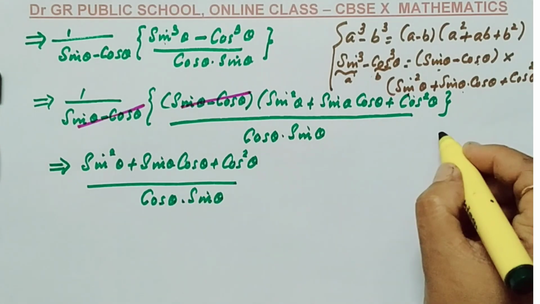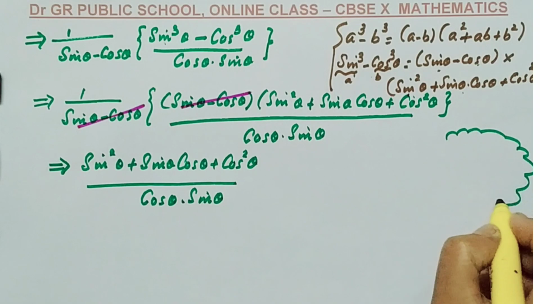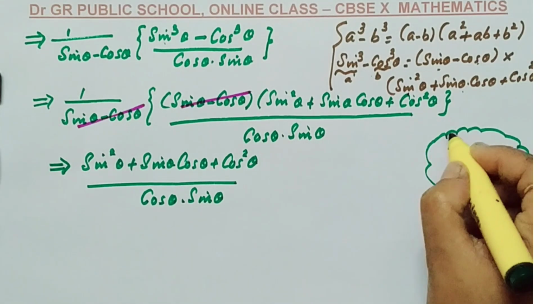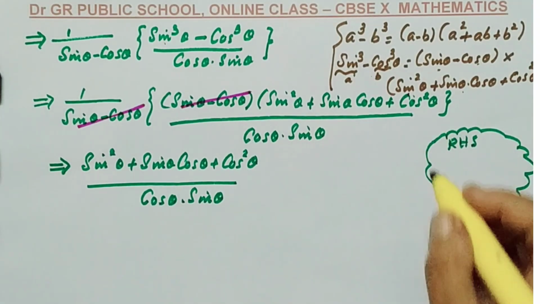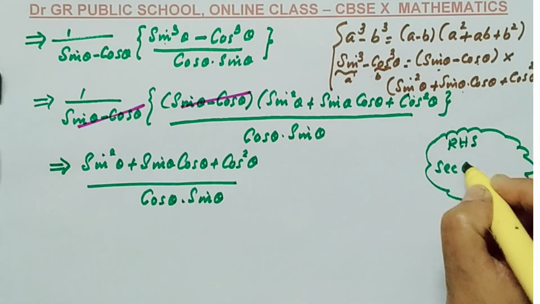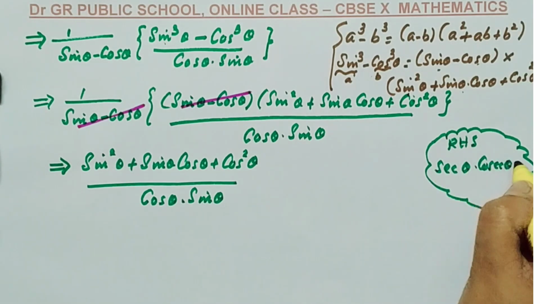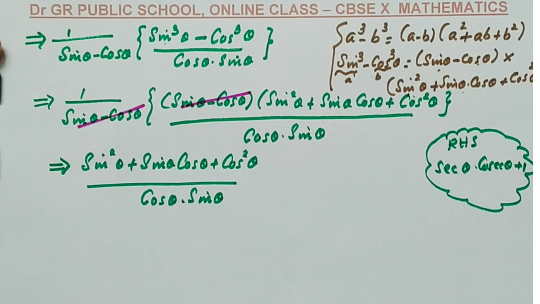Remember what your RHS is. Your RHS you need to prove as RHS equals sec theta into cosec theta plus 1. This you need to prove as RHS.